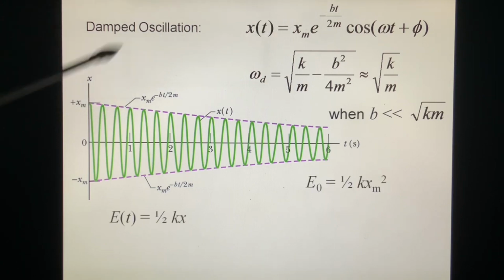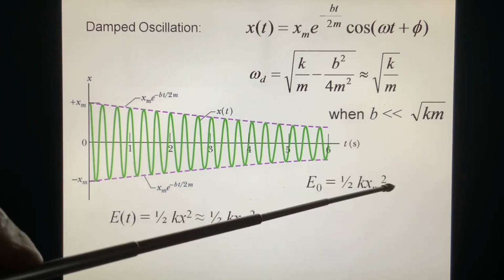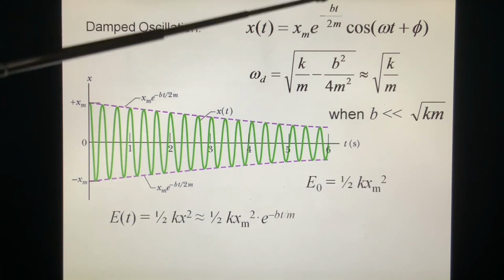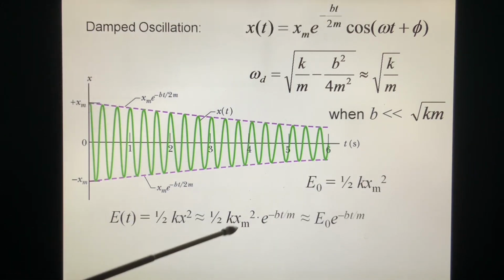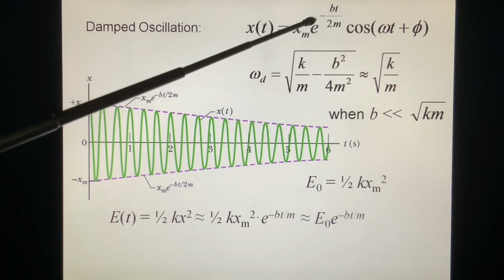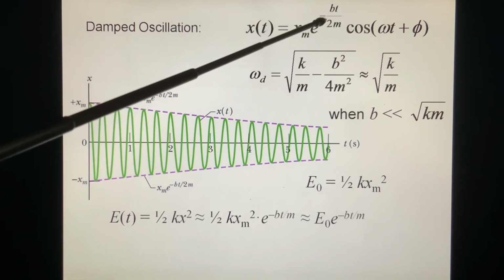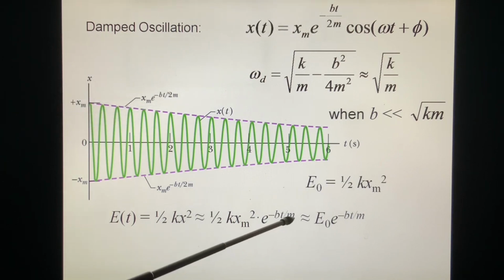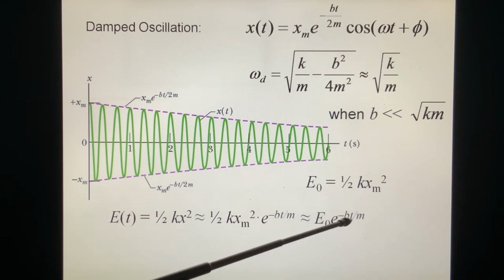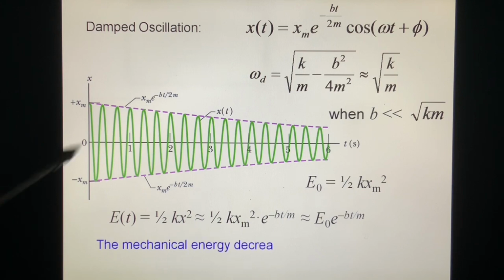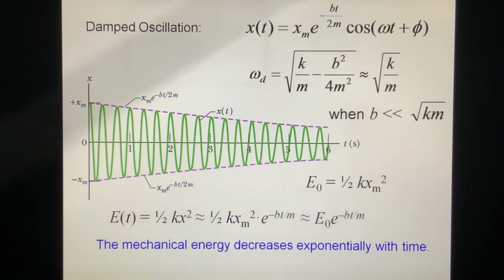Now we see the energy. The energy is one half m xm squared, and at time t, because this term changes, so this becomes xm squared times e to the minus bt over m. So the energy gets less and less where it is consumed by friction. Okay. The mechanical energy decreases exponentially with time.